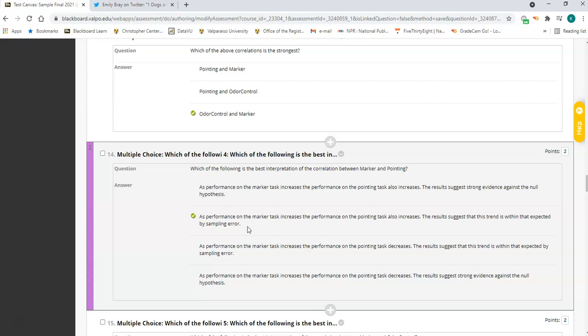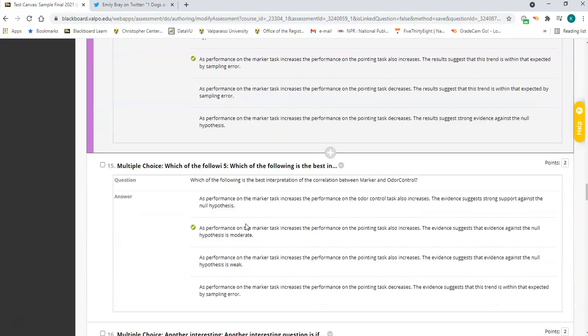but it wasn't a compelling p-value. The results of this trend is within that expected by sampling error. Again, because the p-value is so high. Basically, there's no real association between those two variables. They tend to just support the null hypothesis. The data are consistent with the null.